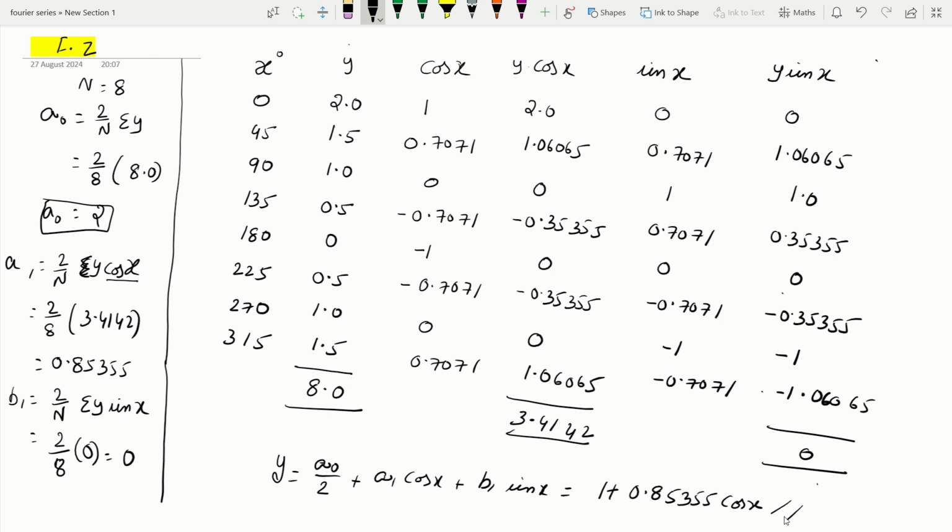If they ask up to the second harmonic, we have to find out similarly: we did cos x, and now we have to do cos 2x and y into cos 2x, and continue like that. So this problem we will do up to the first harmonic only, and we will see up to the second harmonic in one more problem. Next problem. Yes, please note this.